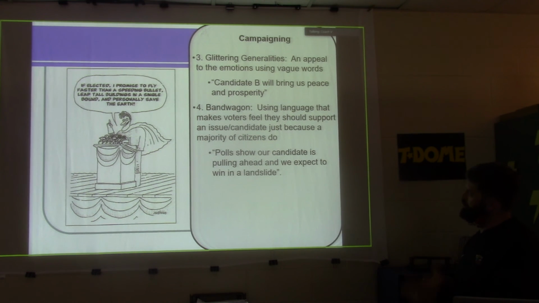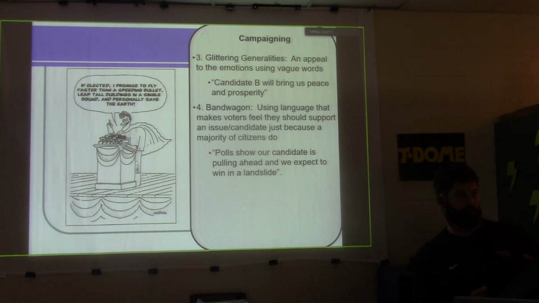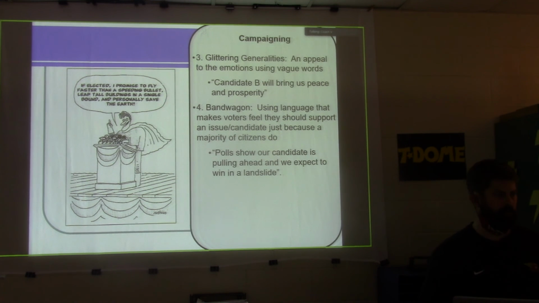Bandwagon, so using language that makes voters feel like they should support an issue or candidate just because the majority of citizens do. Polls show our candidate is pulling ahead and we expect to win in a landslide. So join in on the fun. So this is exactly what happened when the Patriots won 1 million Super Bowls in a row. It created a bandwagon fan base.